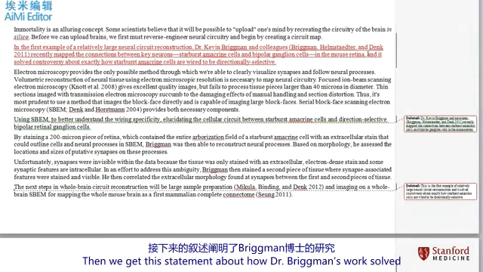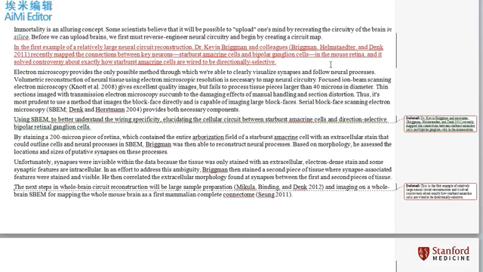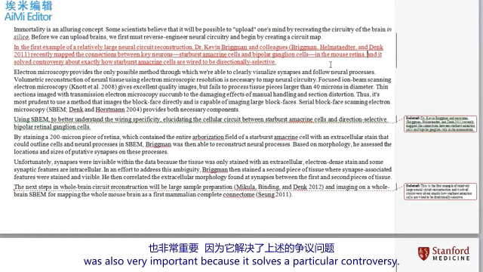Then we get this statement about how Dr. Brigman's work solved a controversy about exactly how these cells are wired in a certain direction. Well, that's a really interesting fact. So this study, Dr. Brigman's study, was also very important because it solves a particular controversy.